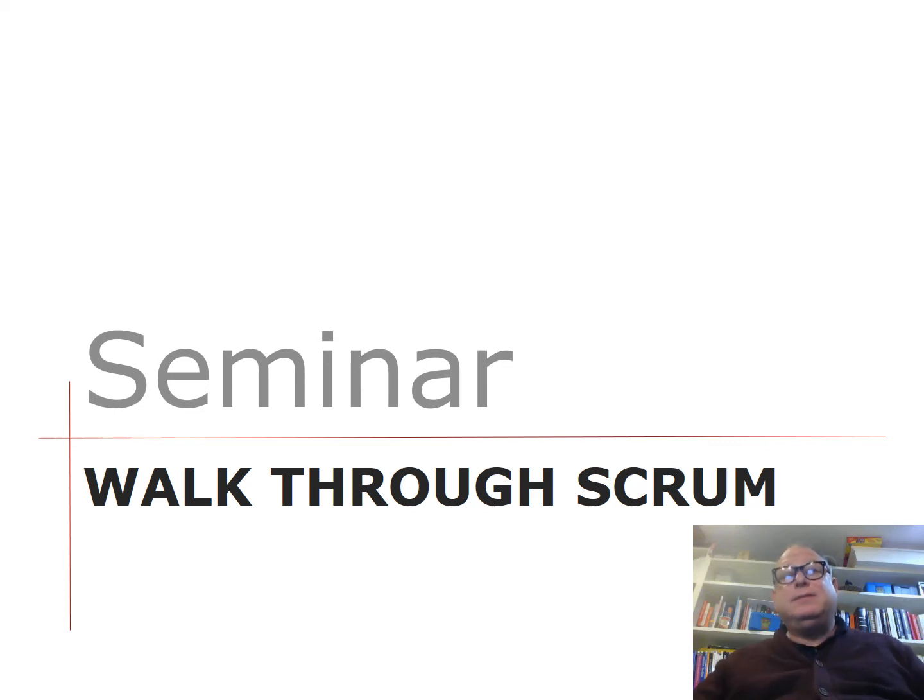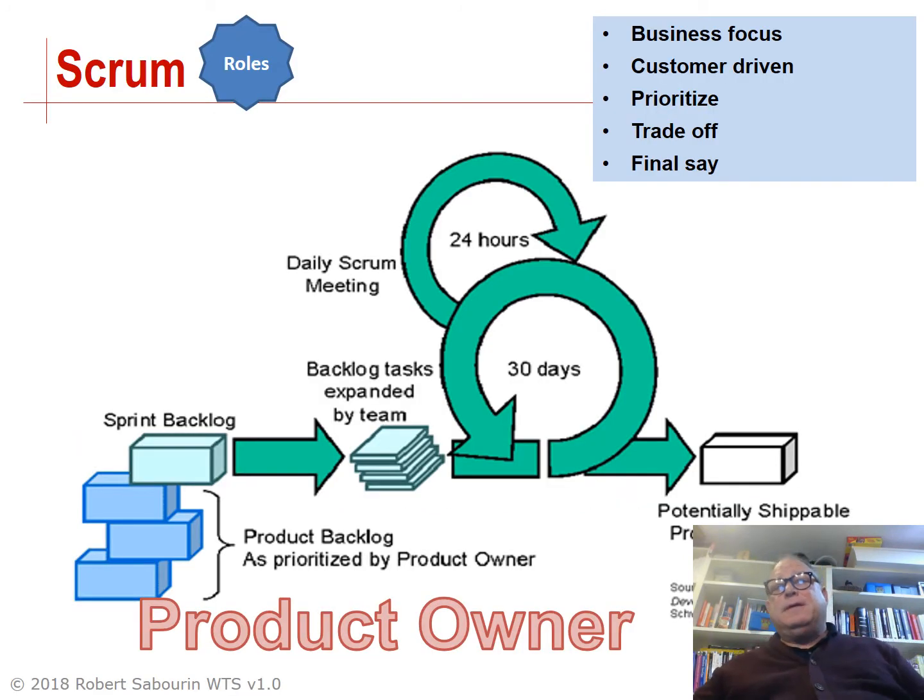A walkthrough of Scrum. Take a look at Scrum. Scrum is a framework for agile software development. This diagram is used by the Scrum Alliance to explain Scrum, and I'm going to walk through it from different perspectives to try to do the same.